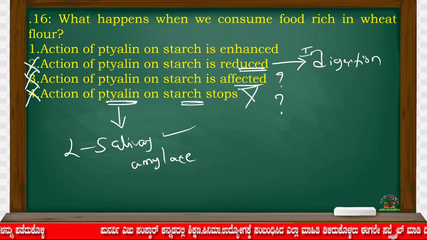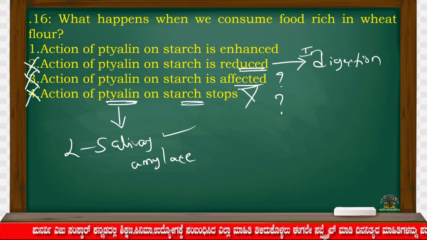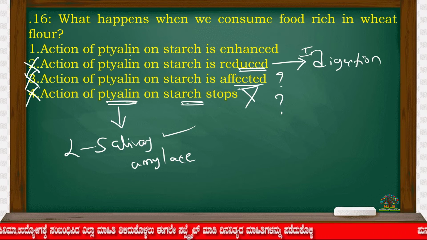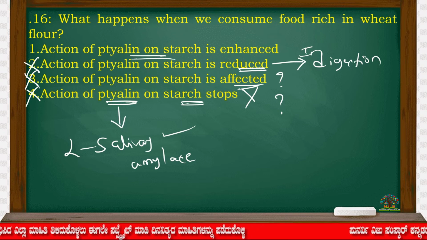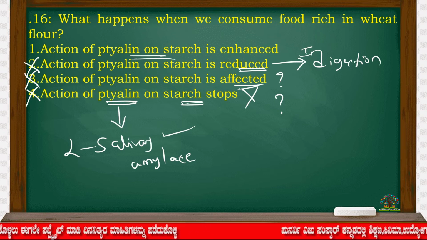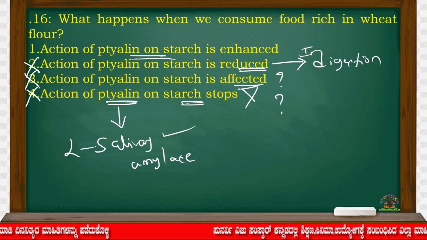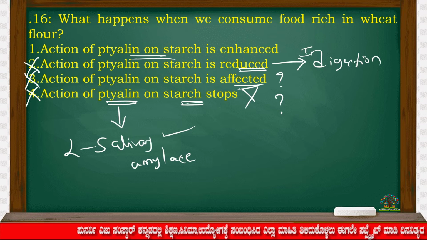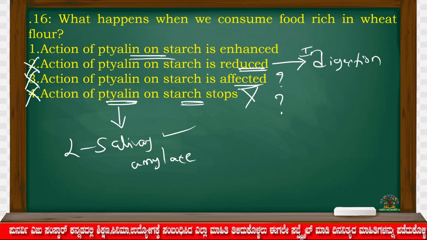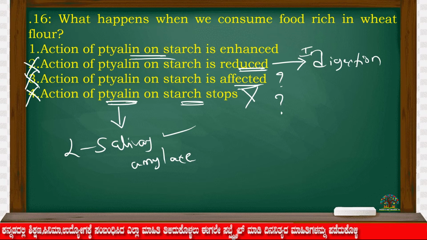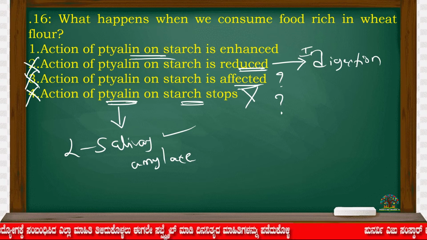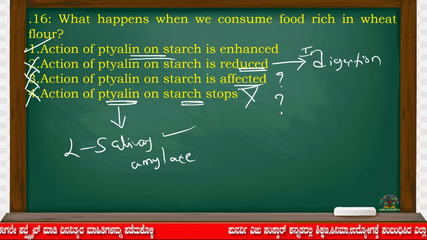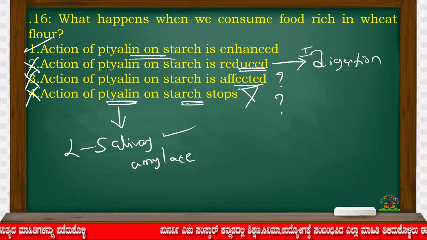Whereas the first option reads, action of the talin on starch is enhanced. Obviously, what happens when we consume more and more wheat product? More and more salivary amylase is secreted in the body, which directly goes and acts upon the carbohydrates present, breaks the carbohydrate starch into its constituent components, and that eases the process of digestion. So option number 1, which says action of talin on the starch is enhanced, is the correct option.